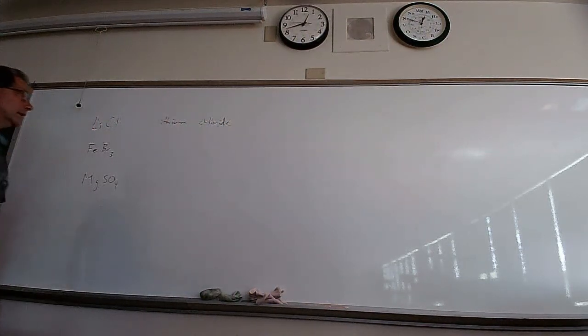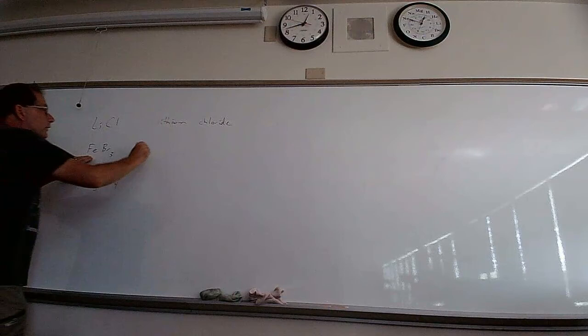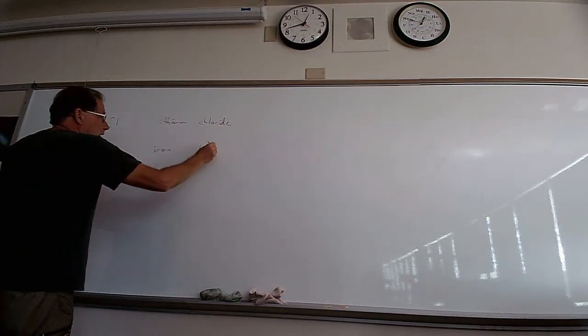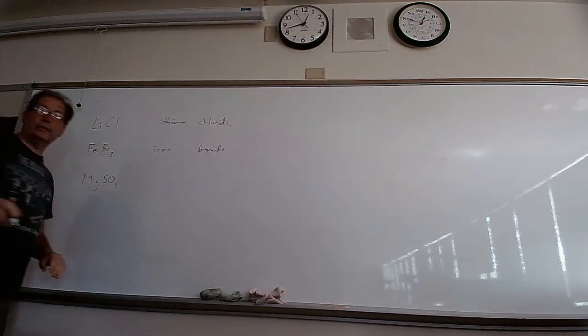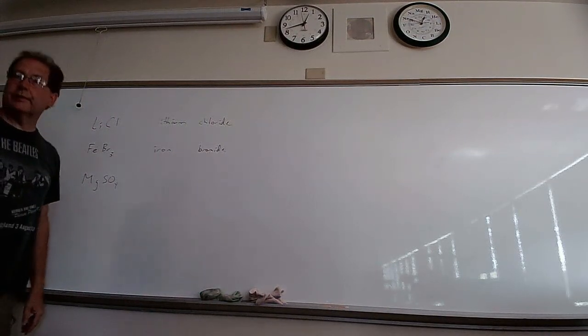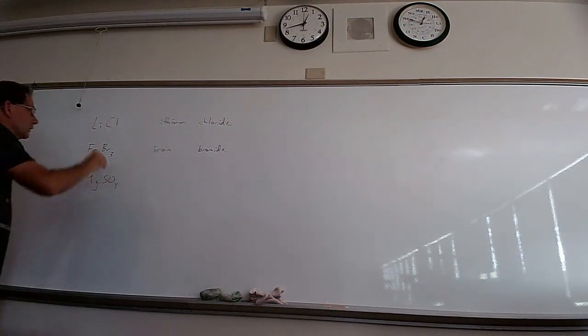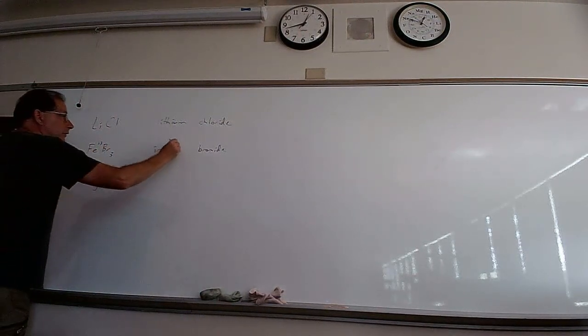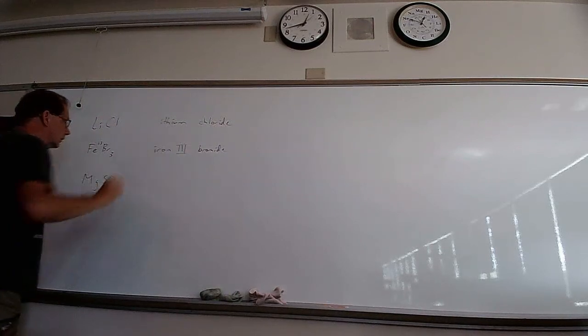All right, the next one, you might say, Mr. Kors, that's easy. That's iron bromide. And you'd be half correct. Do you remember that with iron, you have to tell me whether it's iron 2 or iron 3? And determine that. You crisscross, you go backwards. That works most of the time. That would have been a charge of +3, so it's iron 3 bromide.